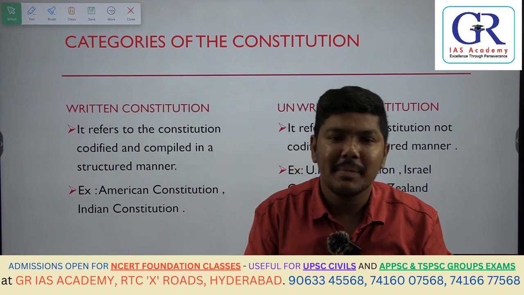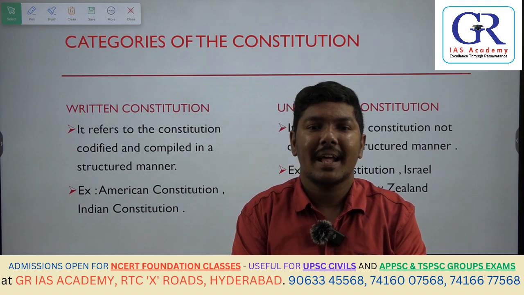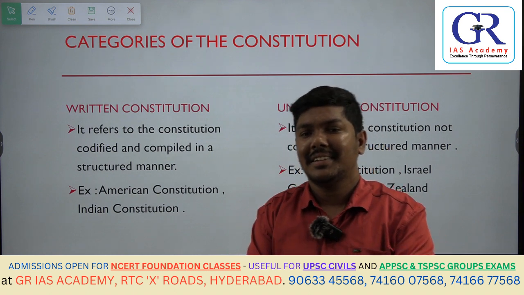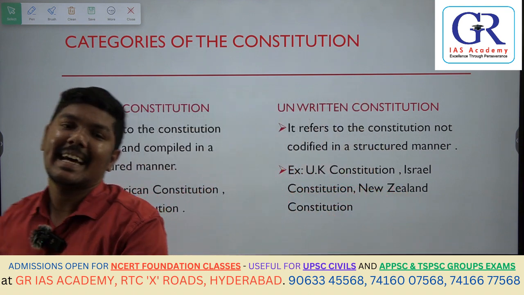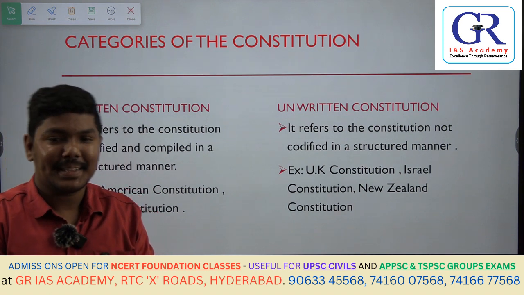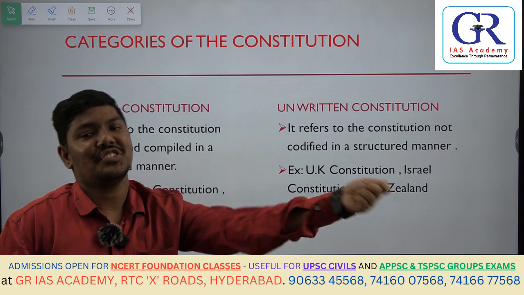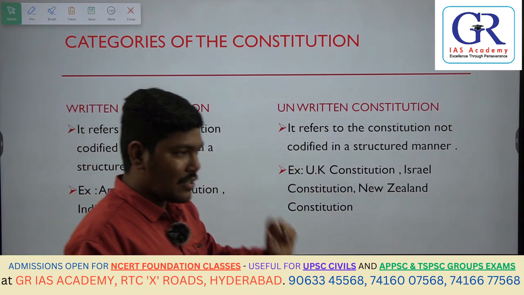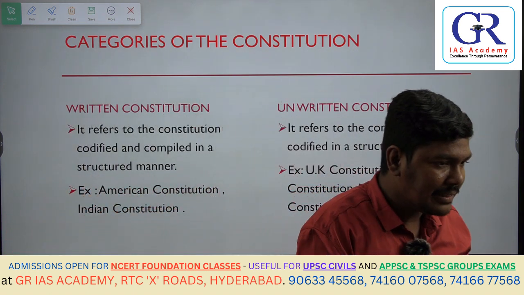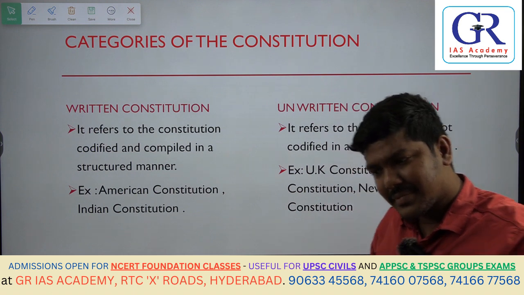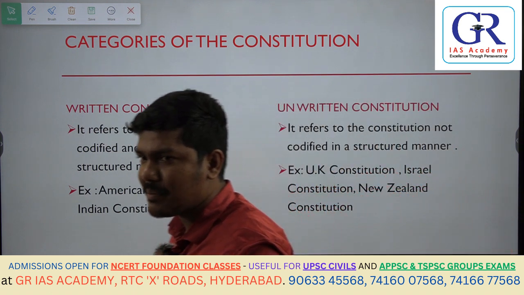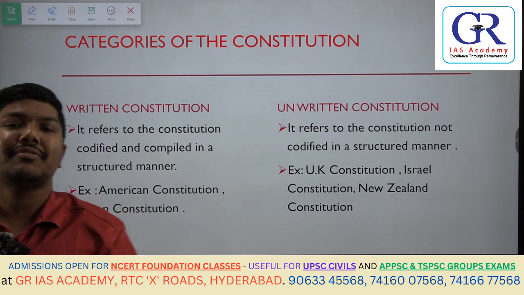Who was the first temporary President of the Constituent Assembly? Dr. Sachidananda Sinha. Sachidananda Sinha was elected as the temporary President of the Constituent Assembly. Okay. So when did this Constituent Assembly hold its first meeting? The Constituent Assembly's first meeting was on December 9th, 1946.